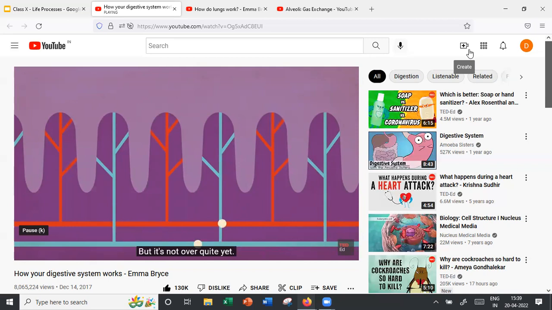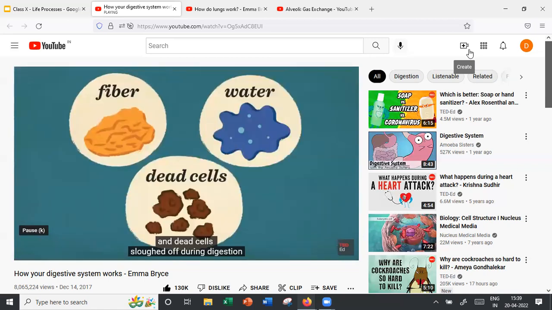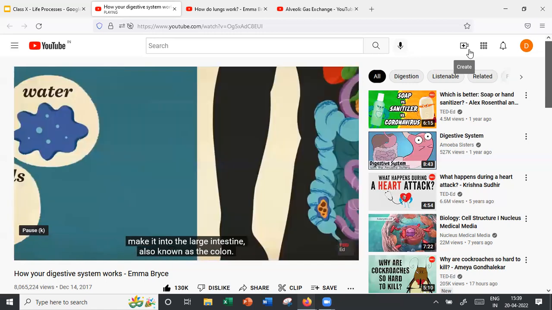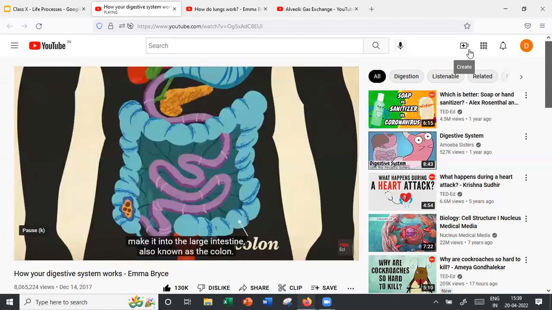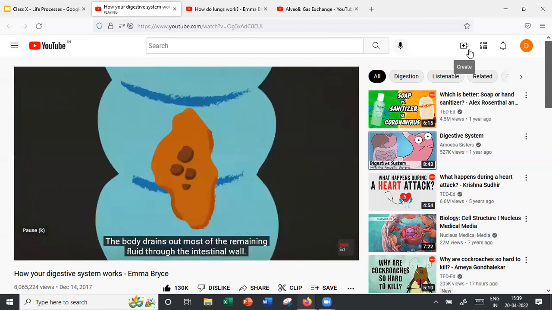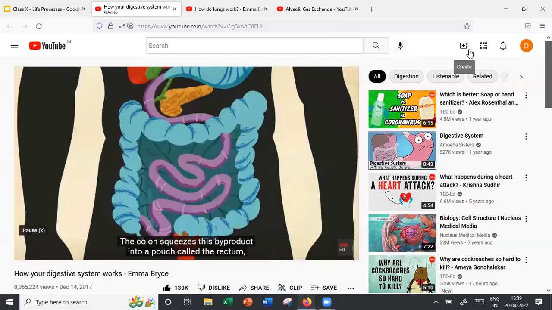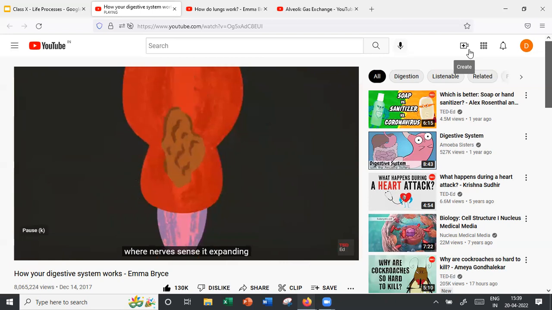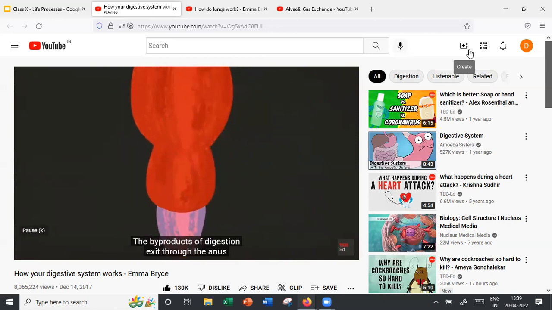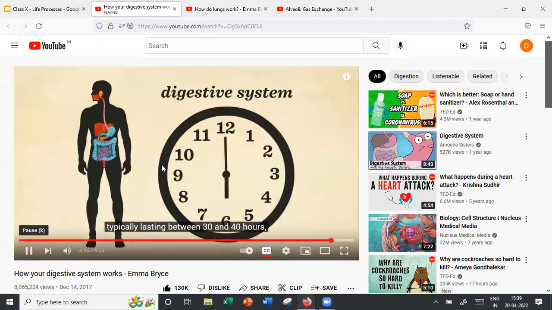But it's not over quite yet. Leftover fiber, water, and dead cells sloughed off during digestion make it into the large intestine, also known as the colon. The body drains out most of the remaining fluid through the intestinal wall. What's left is a soft mass called stool. The colon squeezes this byproduct into a pouch called the rectum, where nerves sense it expanding and tell the body when it's time to expel the waste. The byproducts of digestion exit through the anus, and the food's long journey, typically lasting between 30 and 40 hours, is finally complete.